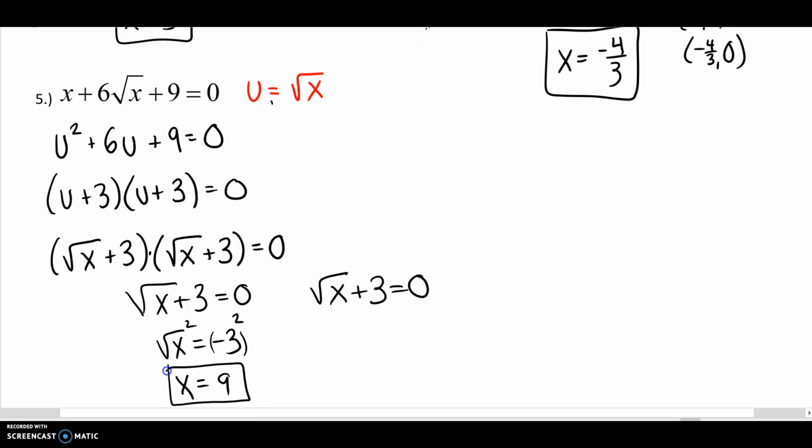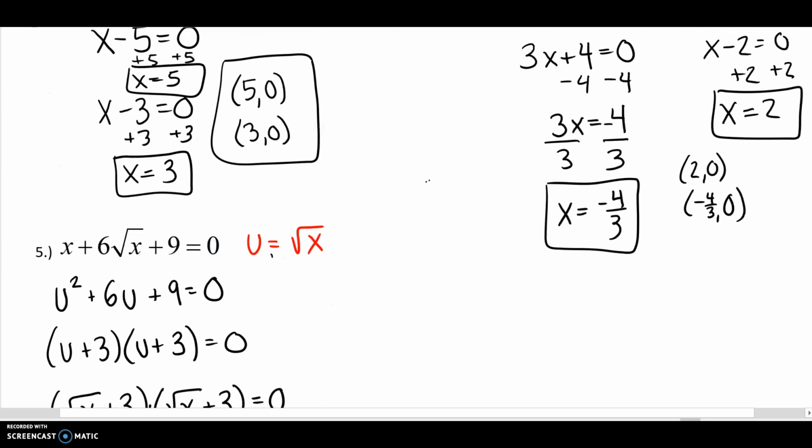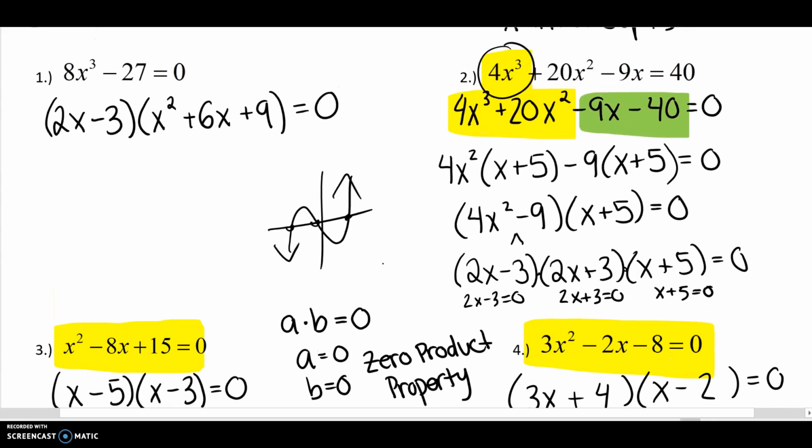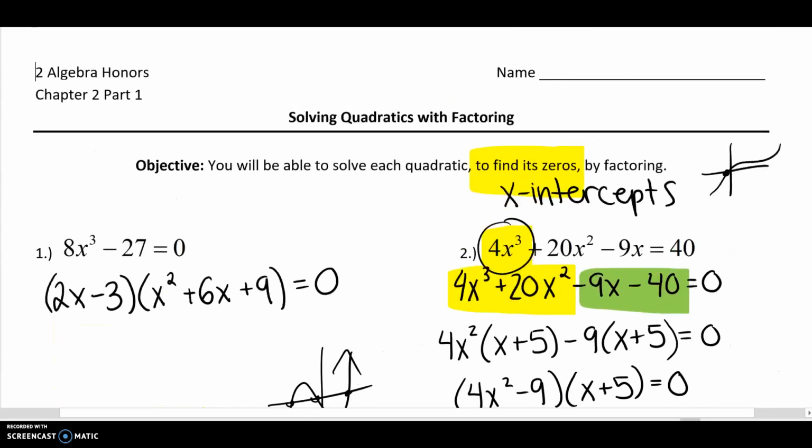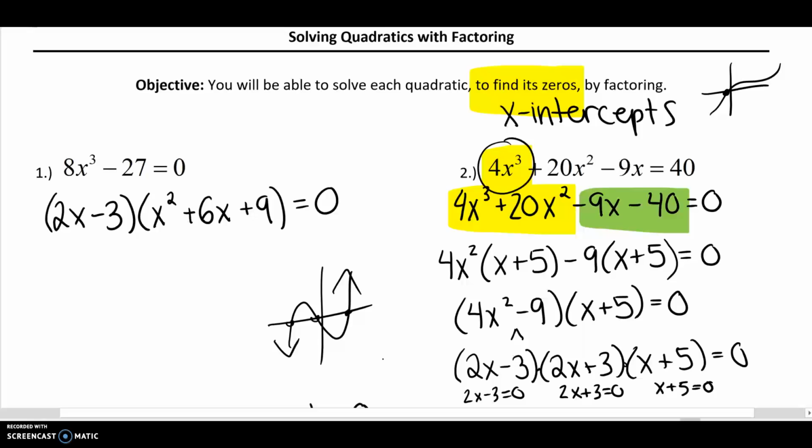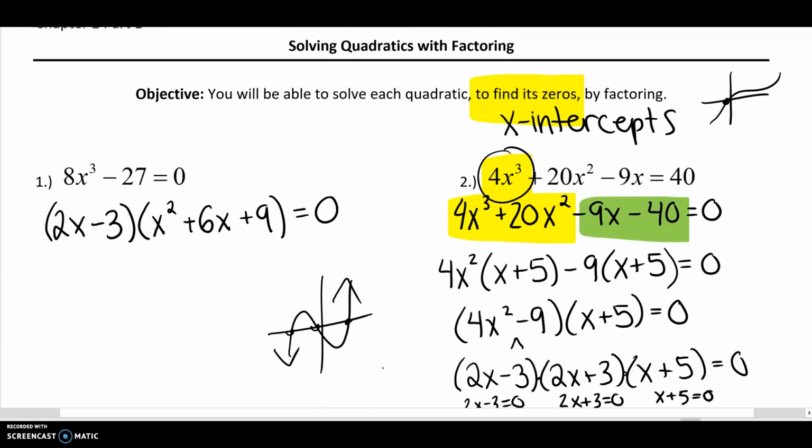We'll talk more later about what it means when you get 2 of the same factor, but for now, after watching this video, you should just be able to solve for x-intercepts by factoring, particularly for quadratics in this unit. If you have any questions about factoring, please come and see me.